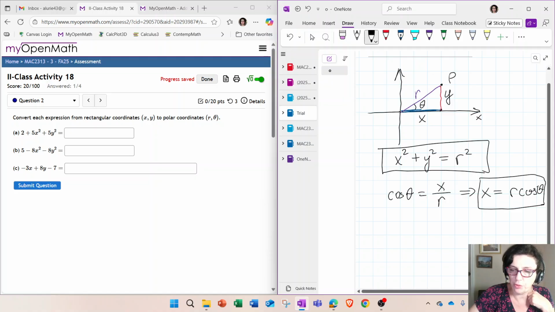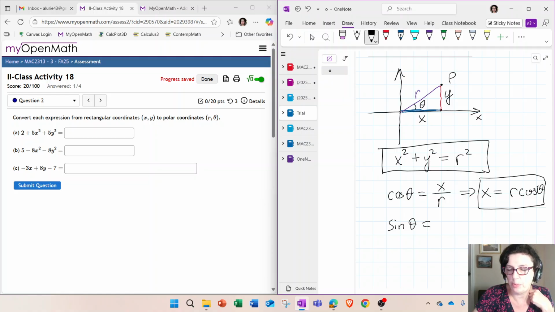And then also from the definition of the sine of an angle, in a right triangle, it's going to be opposite side over hypotenuse. So this is going to be y over r. And from here, y would be r sine theta.